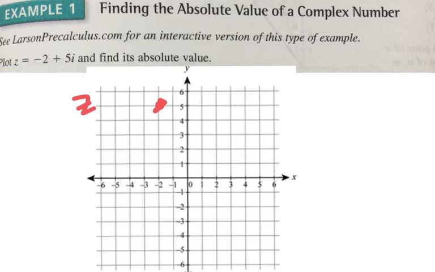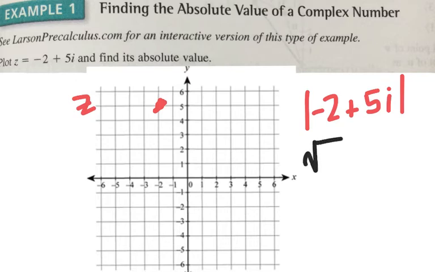Next part, find the absolute value. So what is the absolute value of -2 plus 5i? The way we find the absolute value of a complex number is we plug into the distance formula. So this would be -2 squared plus 5 squared. We drop the i. Do not put the i inside your distance formula.